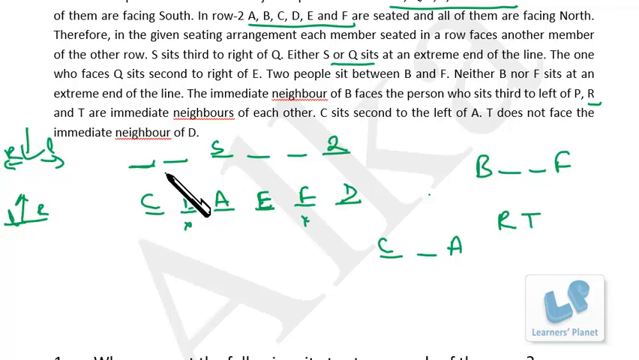Okay, after that we have the person who sits third to the left of P. Third to the left of P. So suppose it is X.